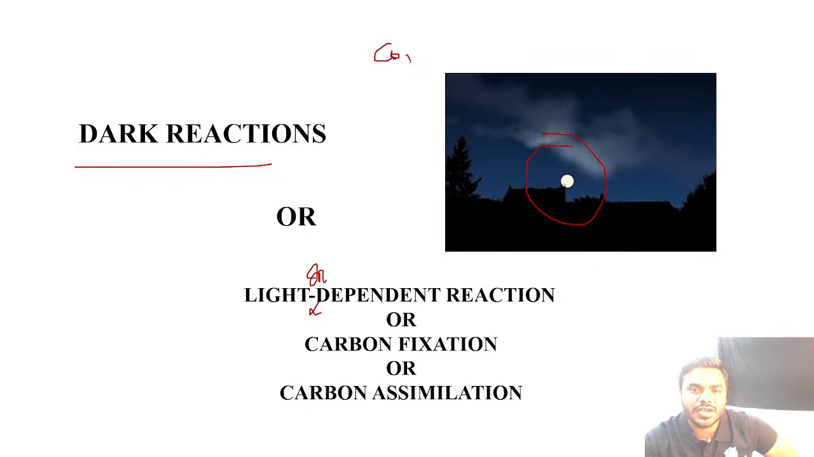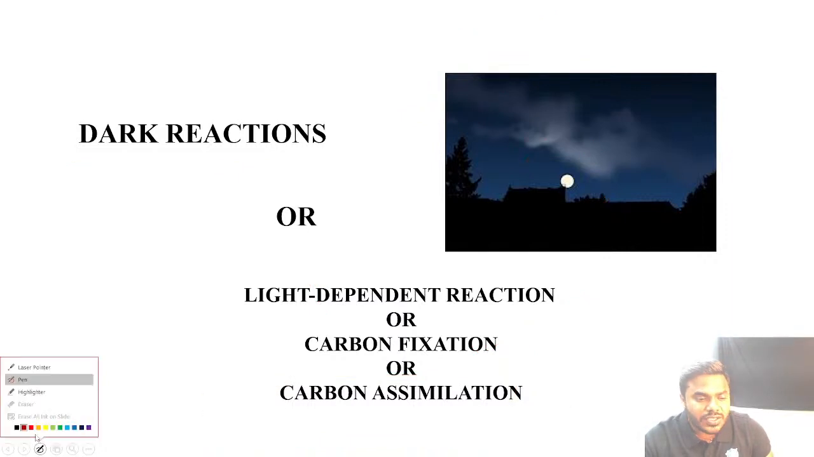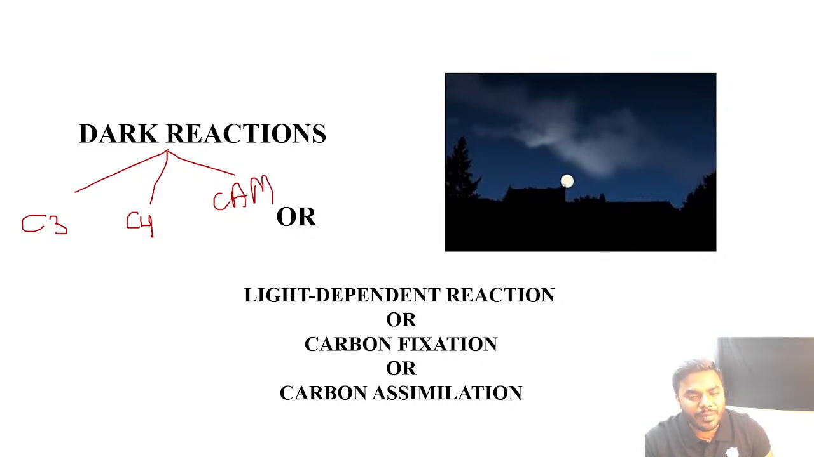And what are we fixing into glucose? We are fixing carbon into glucose. That's why we can call it the carbon fixation reaction. I am a plant, and I am assimilating carbon in my body. That's why I also call it the carbon assimilation reaction. So friends, based on the dark reactions, based on carbon fixation, all the plants on planet Earth are broadly categorized into 3 types: C3 plants, C4 plants, CAM plants. Based on carbon fixation.